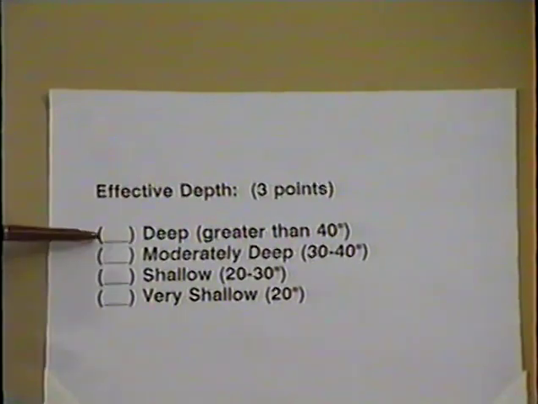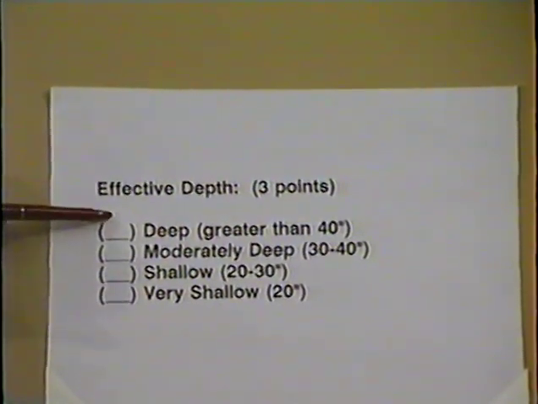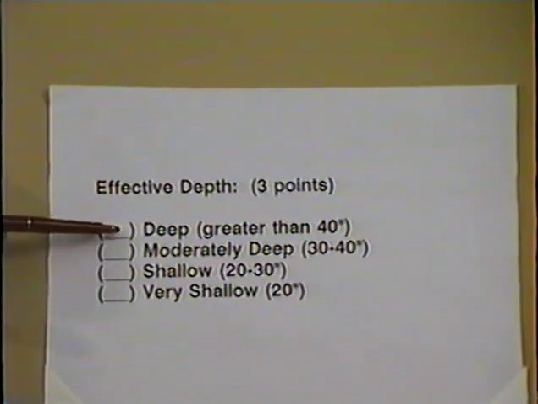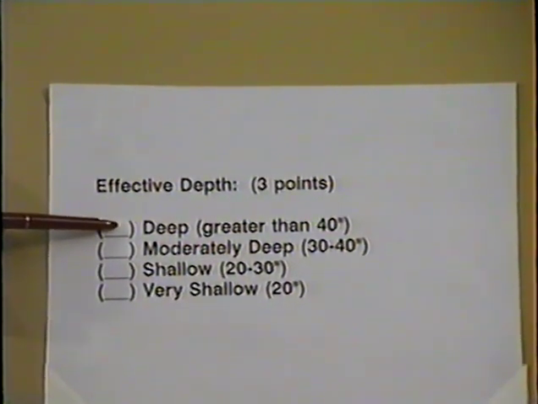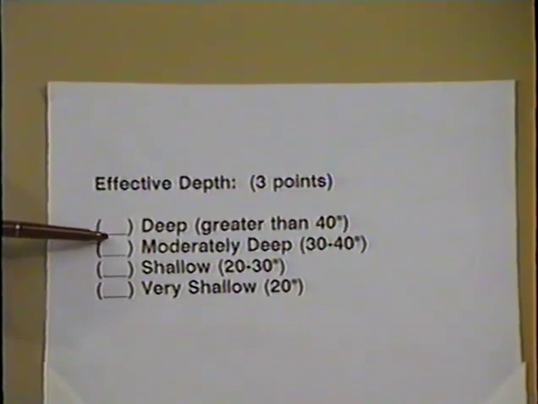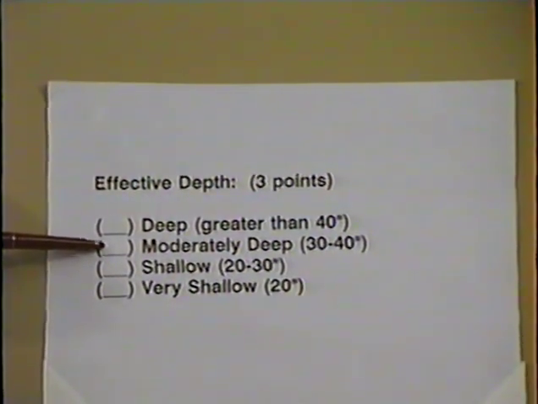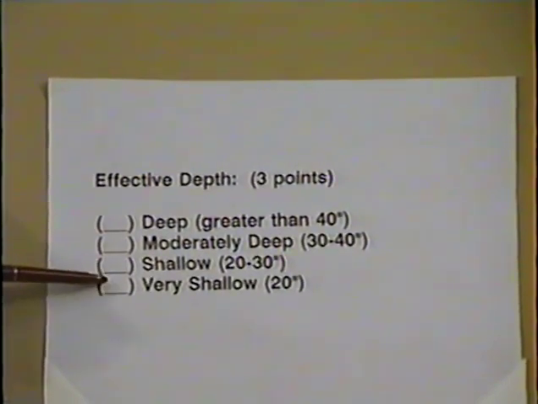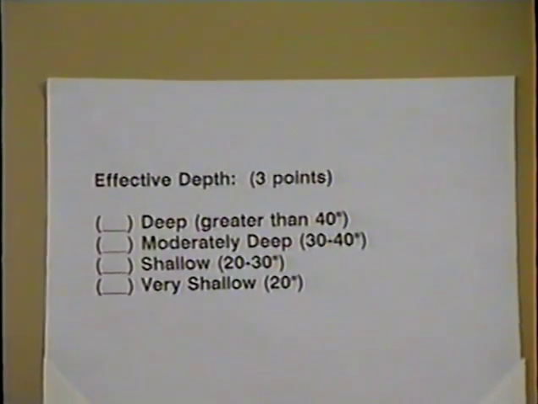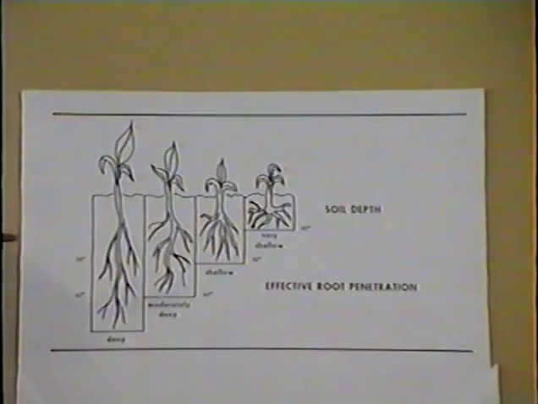The effective depth, the depth of the soil, has to do with how deep the roots can penetrate into the soil. And we talk about a soil as being a deep soil if it's greater than 40 inches to anything that limits the root penetration. Moderately deep would be 30 to 40 inches, shallow would be 20 to 30, and very shallow would be less than 20. This next little schematic illustrates that.